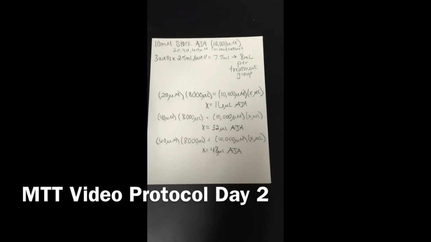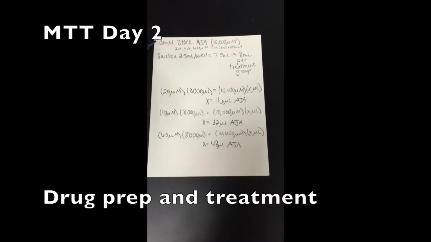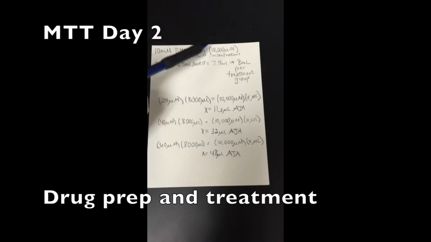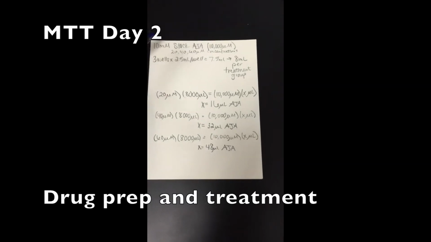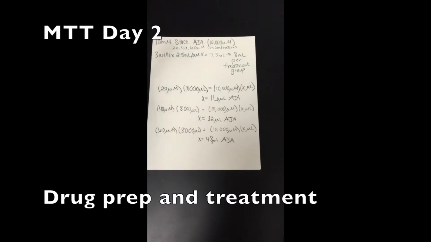So day 2, you're going to make your drug treatment groups. I'm using the 10 millimolar stock solution of AJA, algylamic acid, which is 10,000 micromolars, and I need 20, 40, and 60 micromolar concentrations for my drug treatments. Each treatment has 3 wells, and I'm going to put 2.5 milliliters per well, which is 7.5 milliliters of each treatment. But remember, we always make extra, so I'm going to do 8 milliliters.